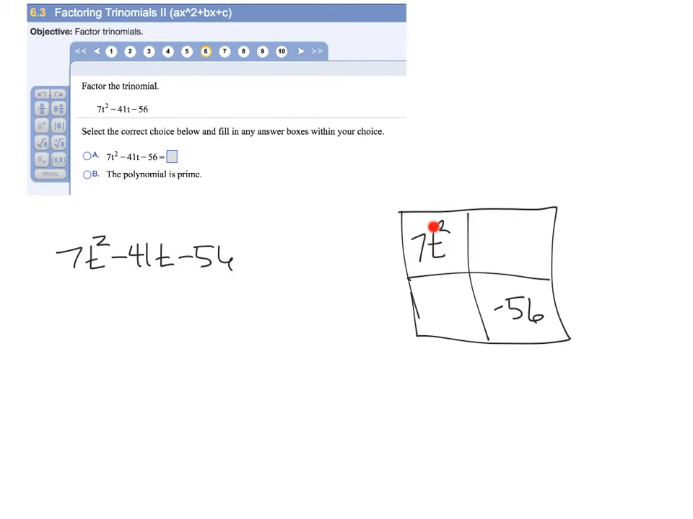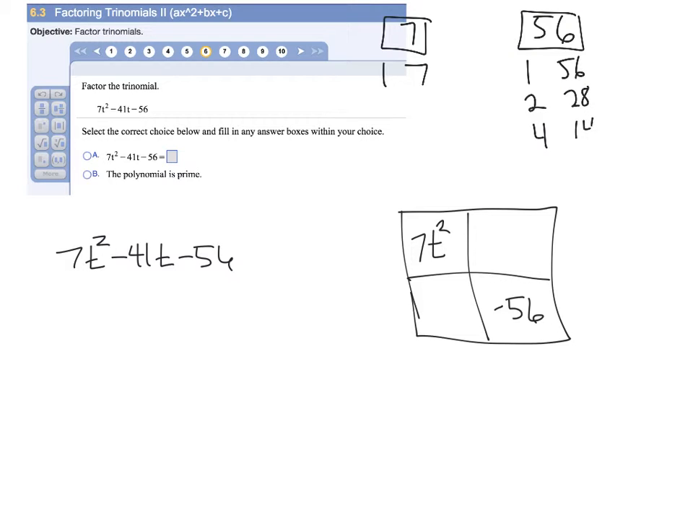So we've got some guesswork, but not too much guesswork here, because the only way to get 7 is if you have 1 and 7. That's the only way you can make a 7. Now it's the 56. A lot of guesswork here. You've got 1 times 56. You've got 2 times 28. You've got 4 times, what is it, 14? 14. Let's see, what else do we have? 5, 6, 7. Then we've got 7 times 8. So we've got a lot of guessing.